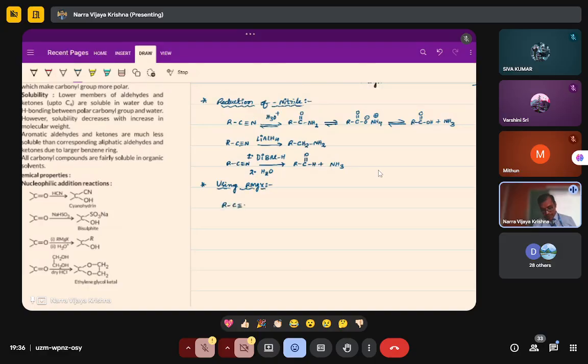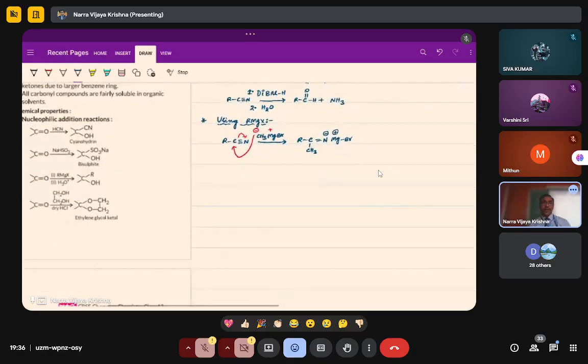R C triple bond N. I am writing the Grignard reagent, CH3MgBr. What did we discuss about Grignard reagents? All Grignard reagents are good sources of R minus. CH3MgBr is a good source of CH3 minus. RMgBr is a good source of R minus. Now this R minus will go and attack the carbon. Then what should you get? R C CH3 double bond NH or N minus Mg plus Br. Correct?